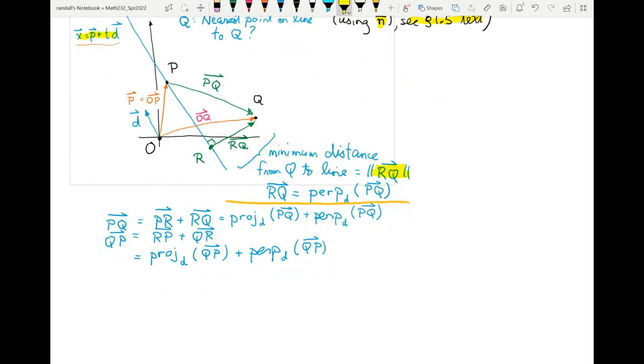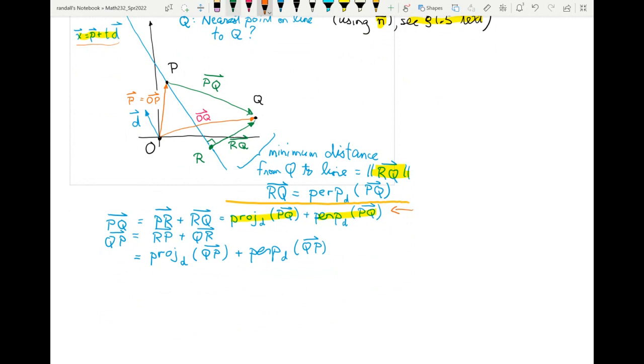So the vector P to Q can be written as the vector P to R, which is along the line, plus R to Q. Now, the vector PR from P to R is the projection of PQ along D, if you look at the picture, where the vector RQ, as I said above, is the perpendicular part. This one I've just highlighted here. This is the decomposition of that vector PQ into two pieces, one parallel to D.